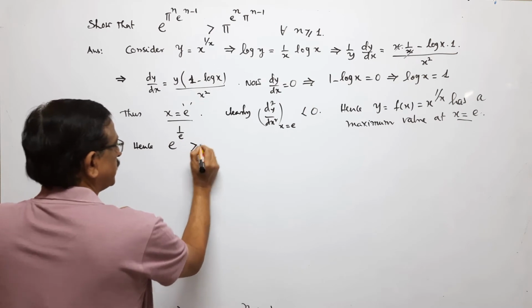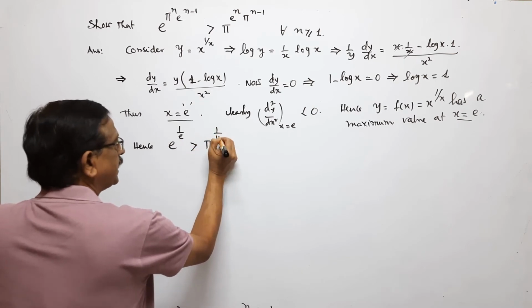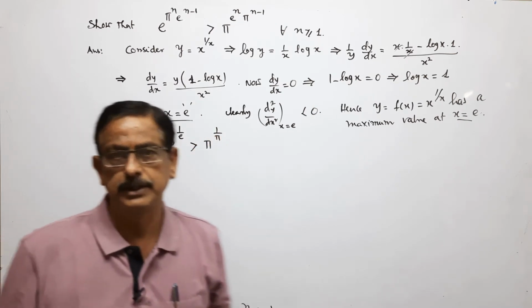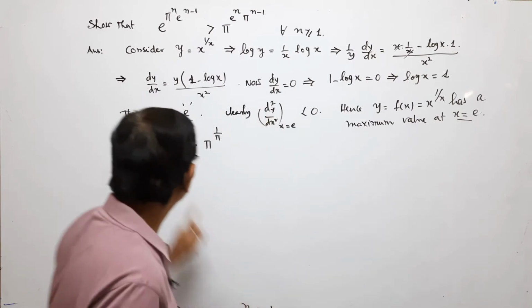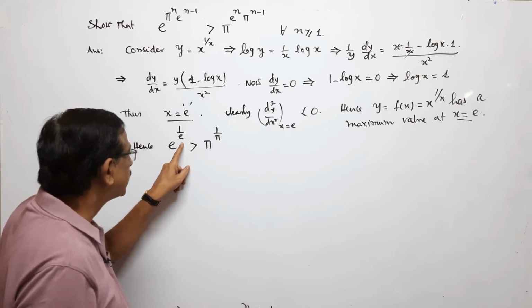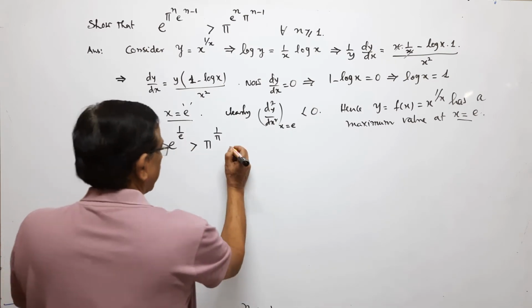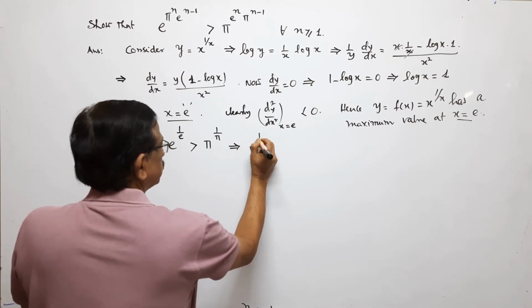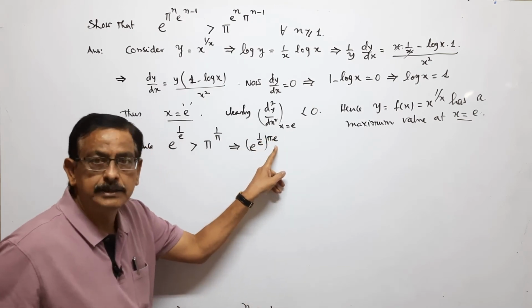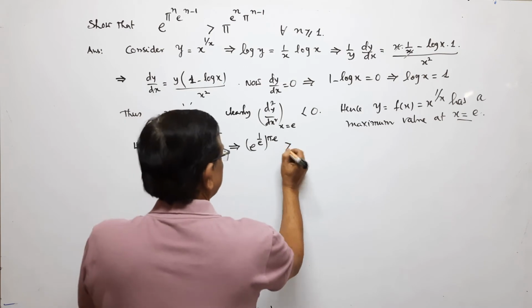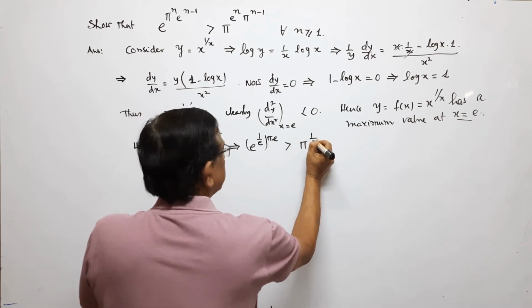So it must be bigger than the value at any other point. For that matter, pi is one particular value. So e power 1 by e is greater than pi power 1 by pi. So raise it to the power pi e. It's possible because pi e is a positive quantity. So greater than, it still preserves the inequality.